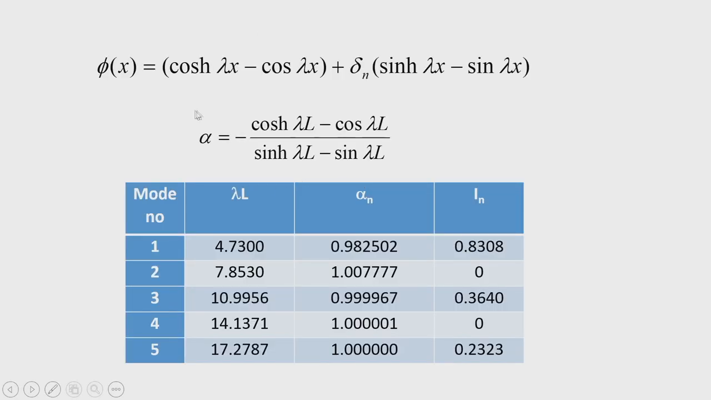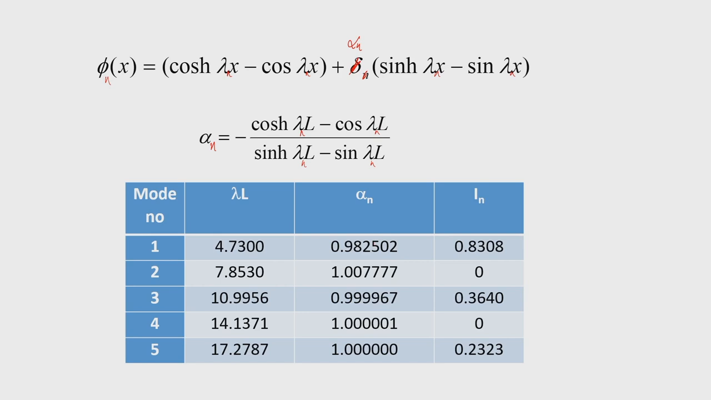Now In is given for the fixed beam, and for other beams also it is given against the mode number. So it is the first mode where the frequency parameter λL is 4.73 for the fixed beam, and in the mode shape function you can see that A1, that coefficient, is taken as 1, and the other coefficient here is αn. Okay, so αn is for the nth mode shape. So for the first mode, λL1 will be 4.73, for the second mode λL2 will be 7.85, and so on. So this constant appearing in the mode shape function is αn. It is 0.982502 for the fixed beam in the first mode.